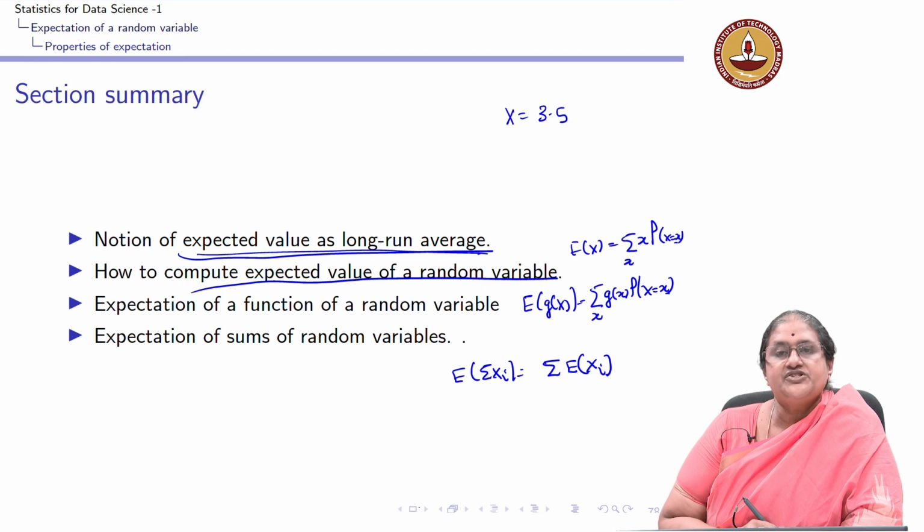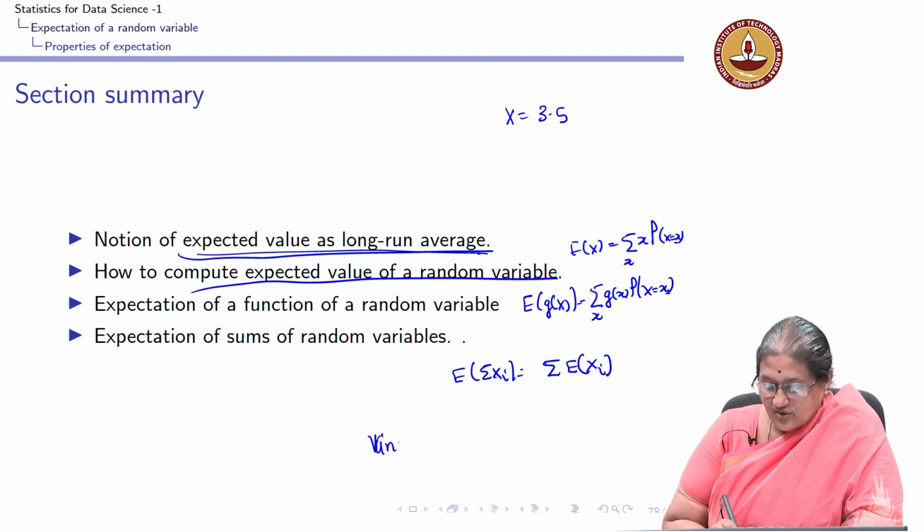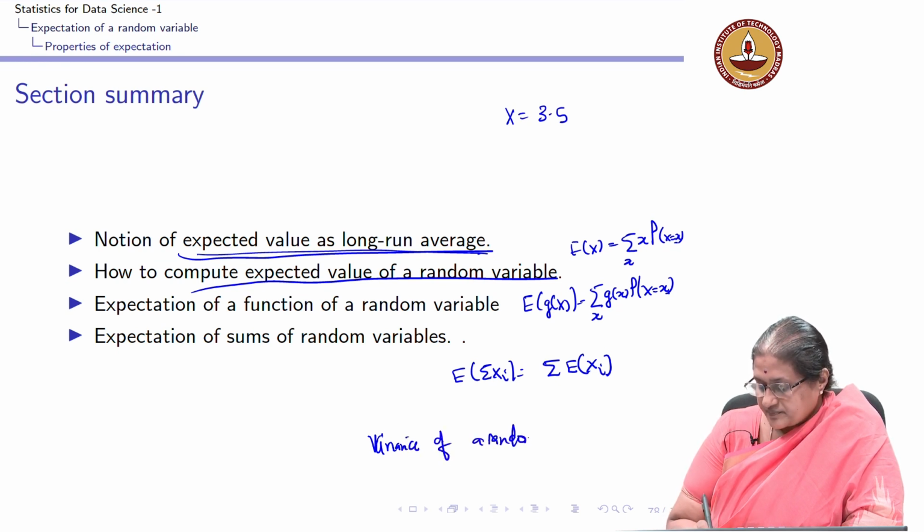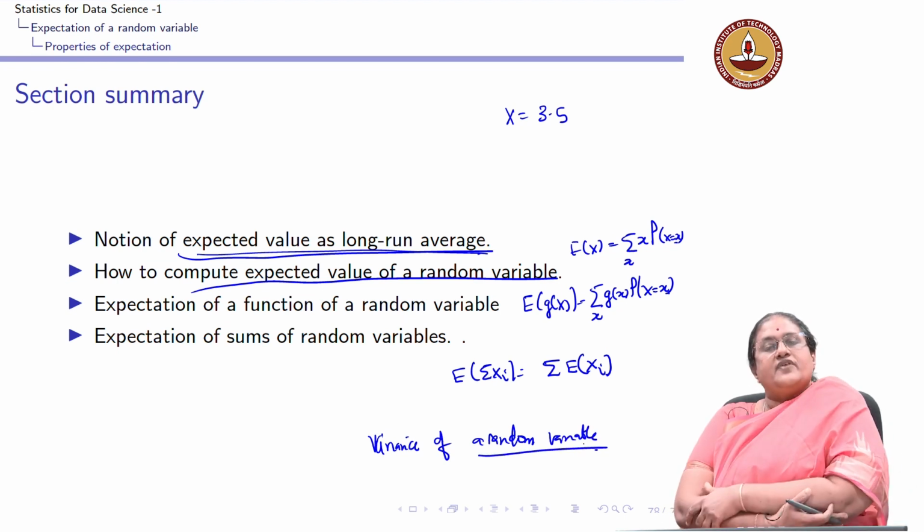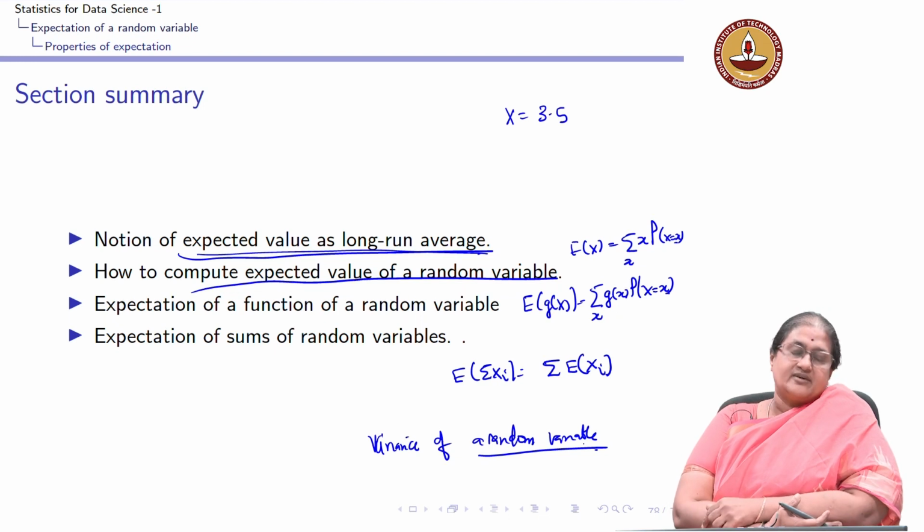So, the next thing which we are going to look at is what we mean by variance of a random variable. We are going to focus on the variance of a discrete random variable.